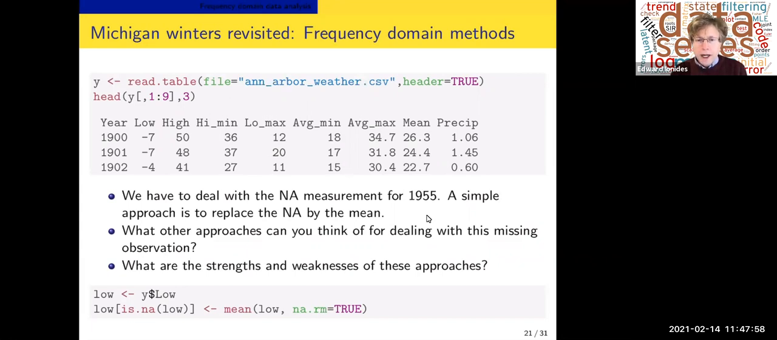Well, we have missing data for this. When we want to move to the frequency domain, we want to keep the proper timing of the data points, so we could replace the NA by the mean. There may be other things you could imagine doing. You could remove it.